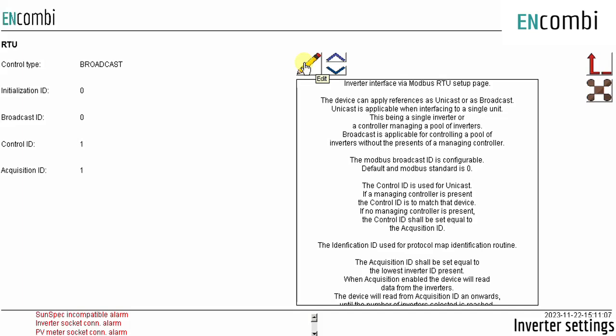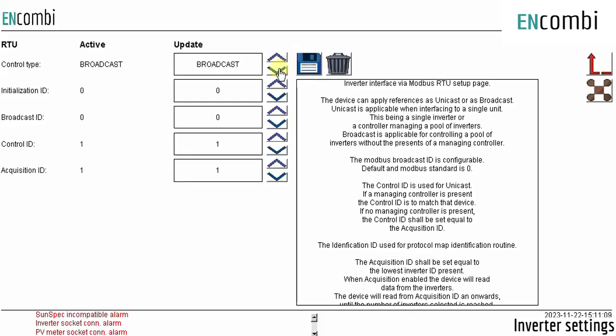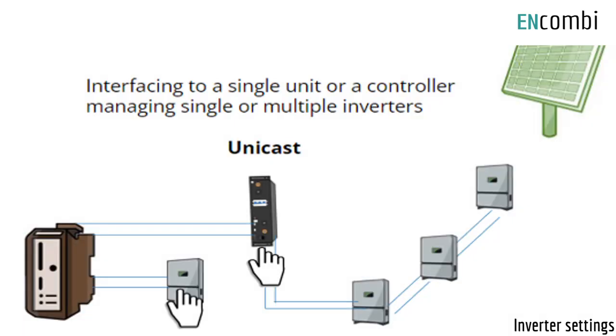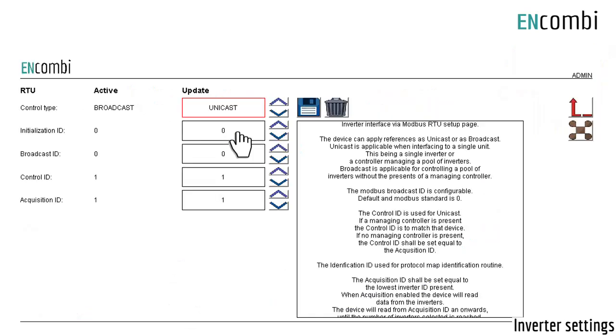Next you have to move to the RTU specification editing, where you have to select the Unicast option. Then your ECPV2 can apply references as Unicast. Under the Unicast selection, next you have to set the initialization ID. The initialization ID is used for any protocol initialization routine such as SunSpec map identification. After that you have to enter the control ID used for Unicast.